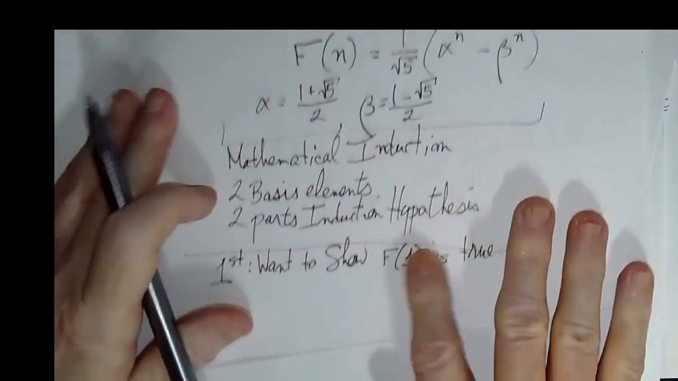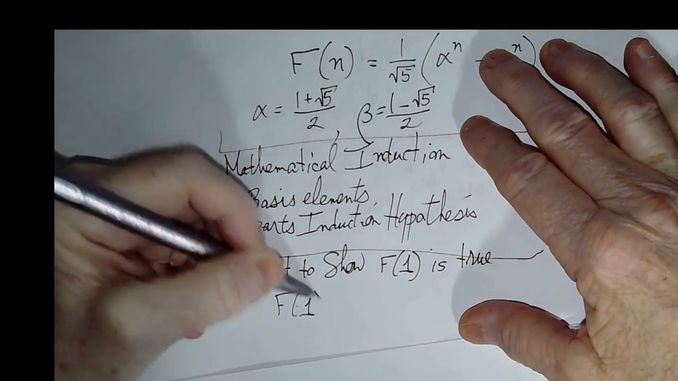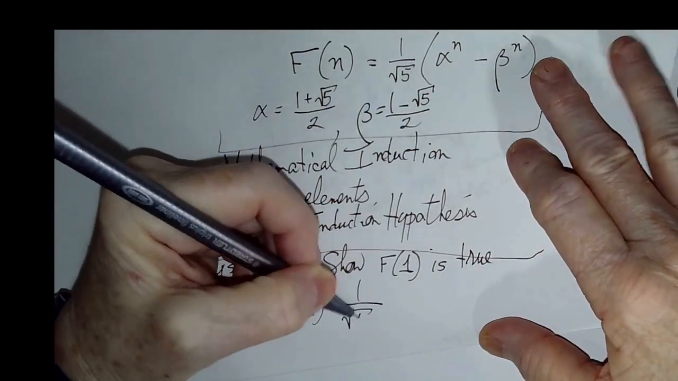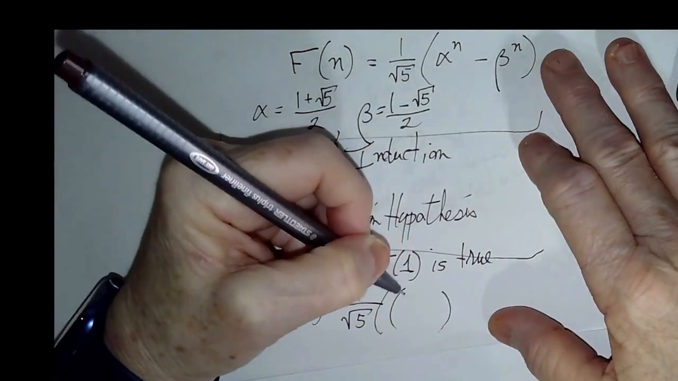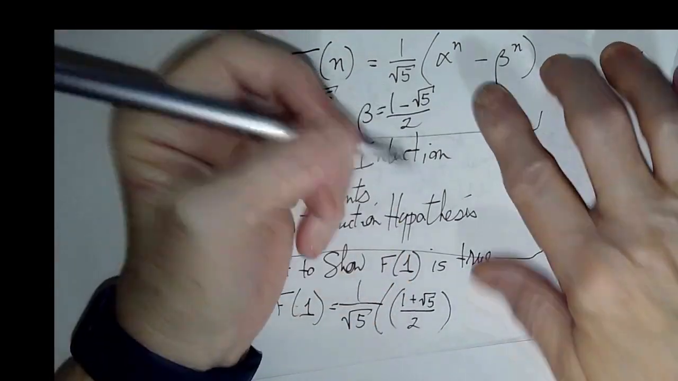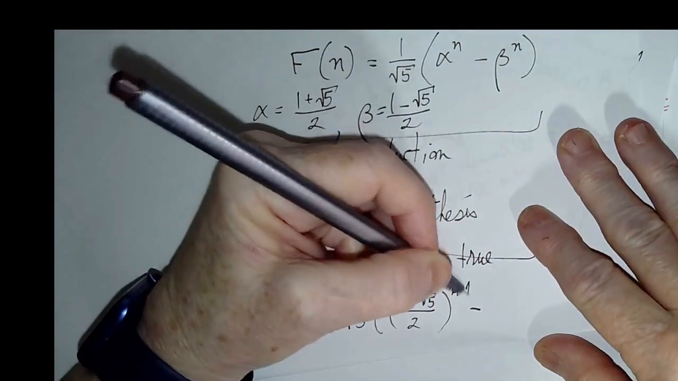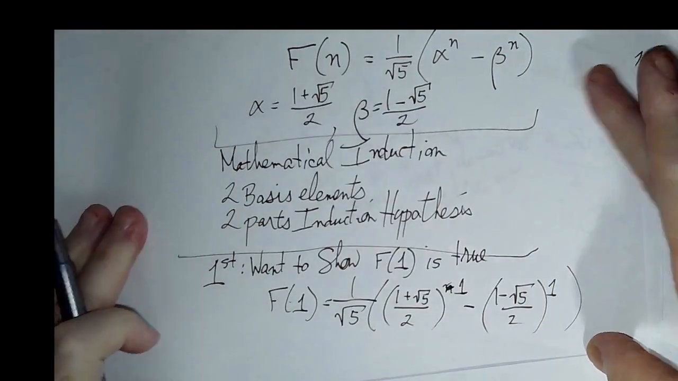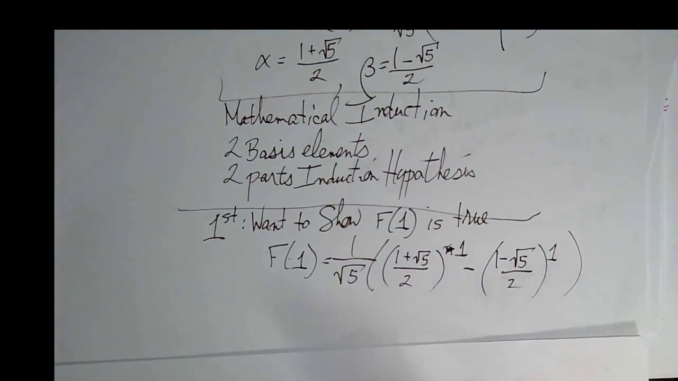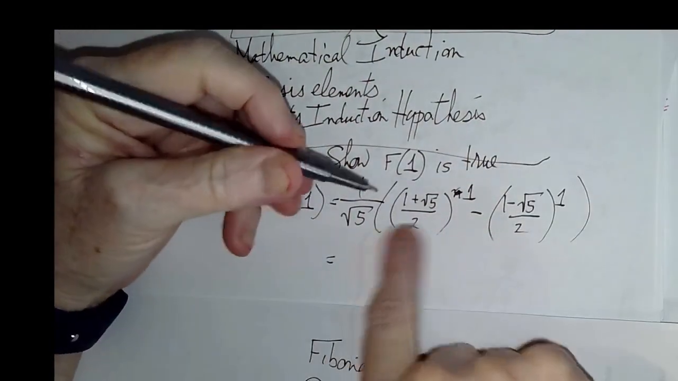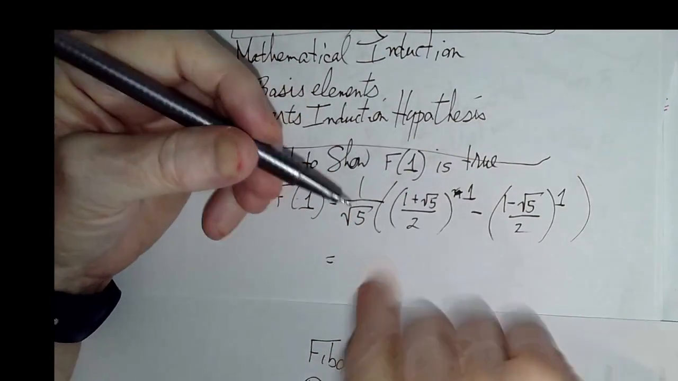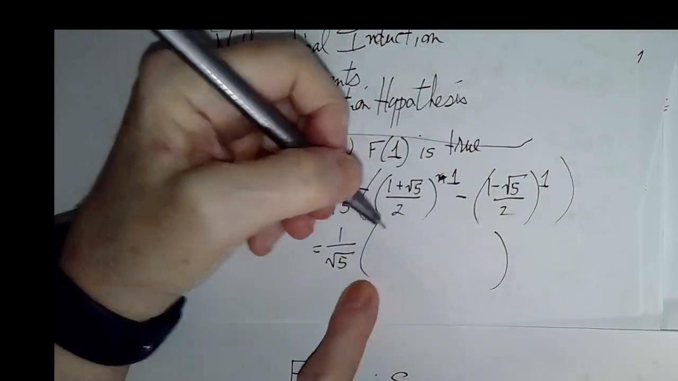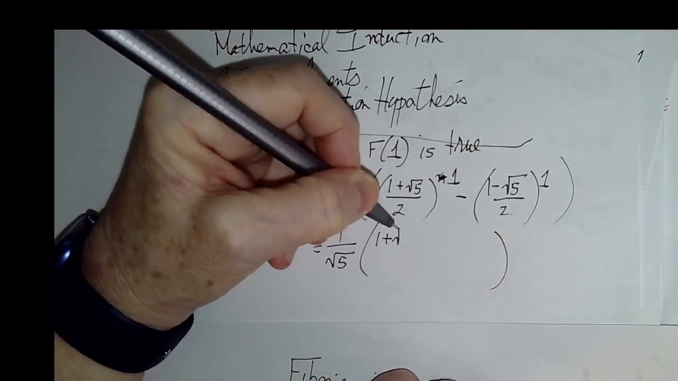Okay. F of 1, let's write down our rule. So that means I'm going to let these n's be 1's. So 1 over the square root of 5 times 1 plus the square root of 5 over 2 to the 1, minus 1 minus the square root of 5 over 2 to the 1. Hey, this is cool. So 1 plus the square root of 5 over 2 to the 1 is just 1 plus the square root of 5 over 2. So I've got a common denominator, so 1 plus the square root of 5.